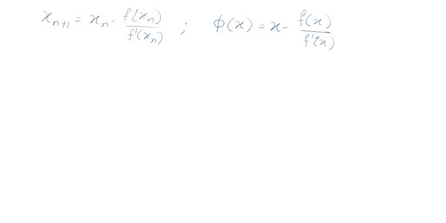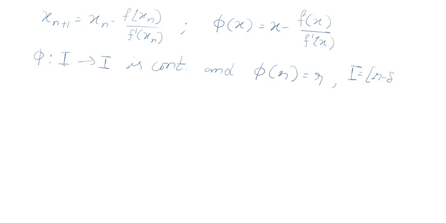Yeah, so it is easy to show that phi is continuous from I to I. What is I? Phi is continuous, and phi of r is r, which means r is a fixed point, where r is a root of f. Okay, and what is I here? I is equal to the neighborhood of r minus delta to r plus delta.